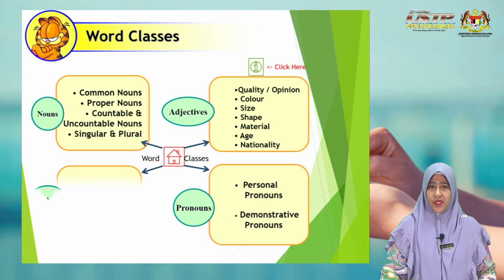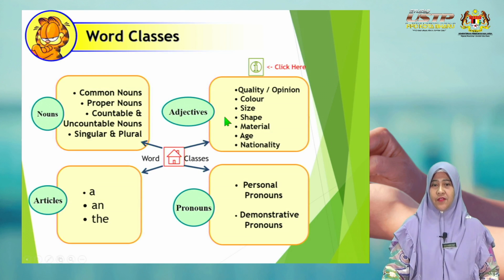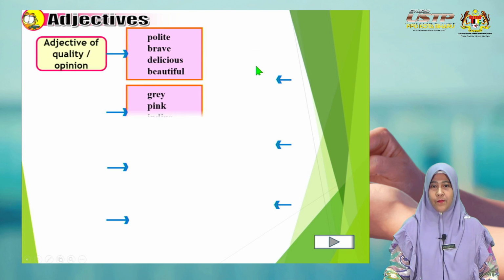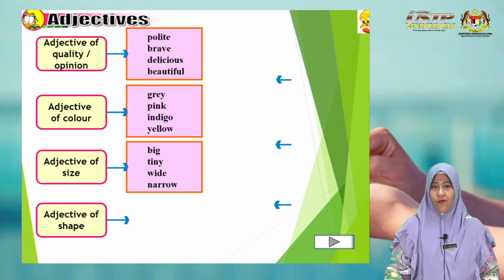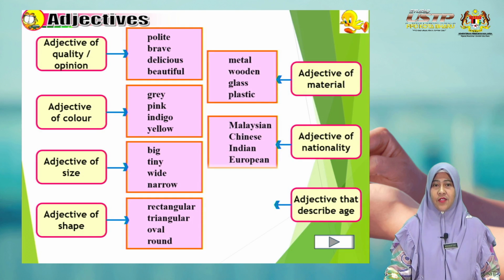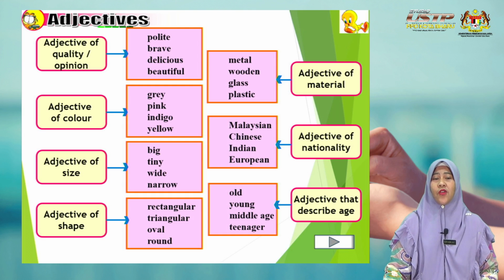Okay, let's go to the second word class, that is adjectives. There are 7 types of adjectives: adjectives of quality or opinion, color, size, shape, material, age, and nationality. Okay, these are some examples of adjectives.